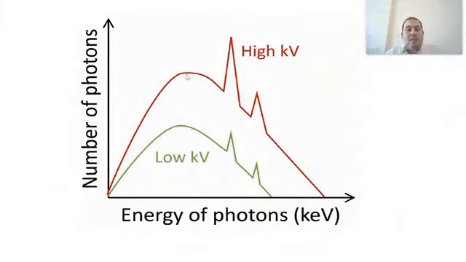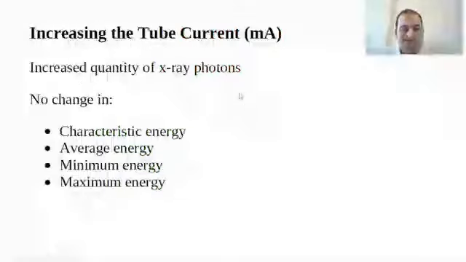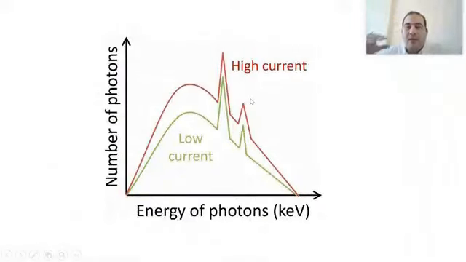Great. So what happened to the average energy? It increased. What happened to the maximum energy? It increased. What happened to the intensity? It increased. What happened to the minimum energy? Nothing happened. So the increase in kilovolts led to an increase in the acceleration, which resulted in an increase in the interactions that occur between them and the target. This increased the X-ray photon energy and the X-ray photon numbers, thus increasing the intensity and the average energy.